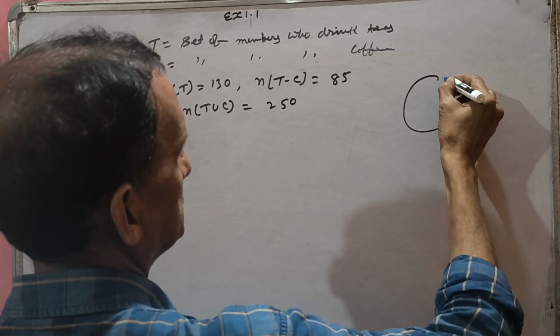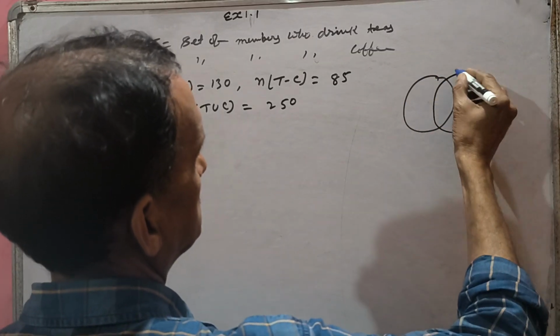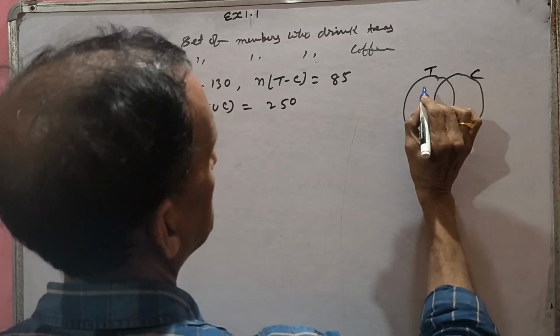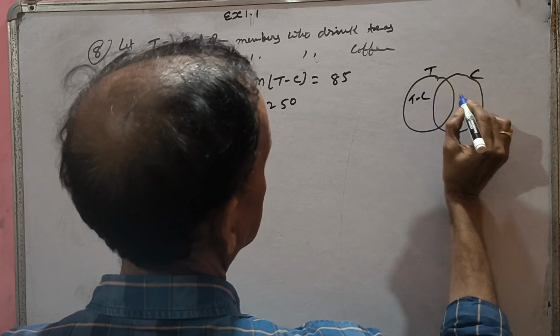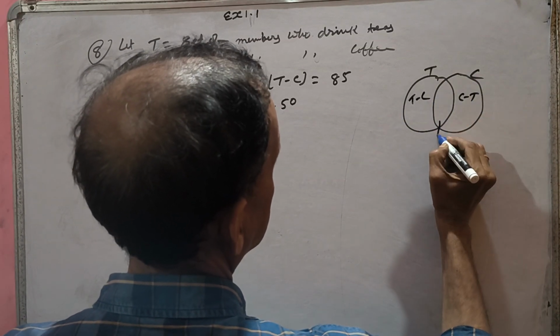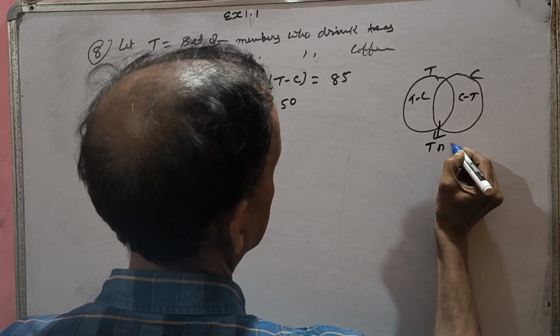Draw the Venn diagram, it will make you understand. This is T, this is coffee, this is T minus C, this is C minus T, this is T intersection C.